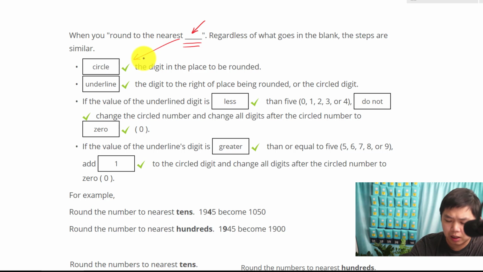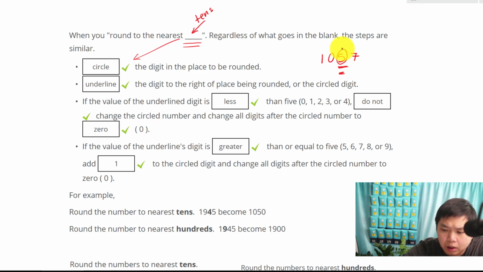To illustrate, let's make a random number. What about 1057 right there? And I'm going to round this to the nearest tens place. So this is your tens place. In this case, I'm going to circle it, okay? And then the next to it, I'm going to underline that part. You see how that works?